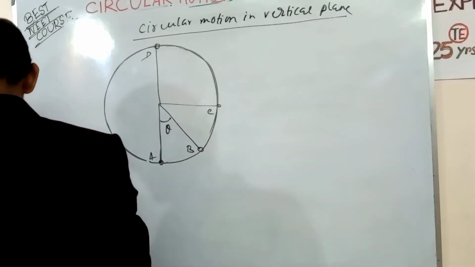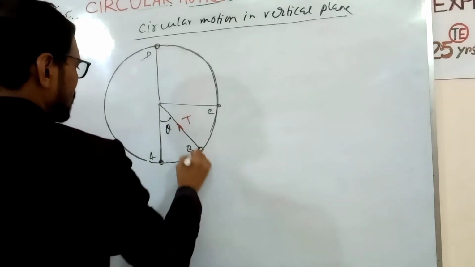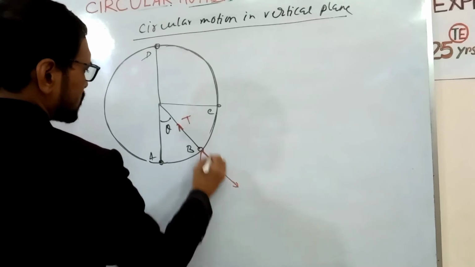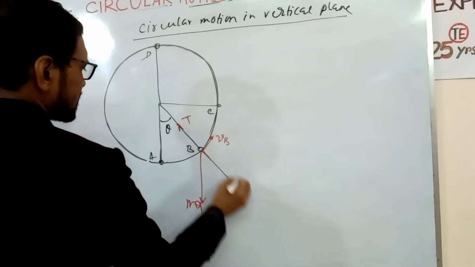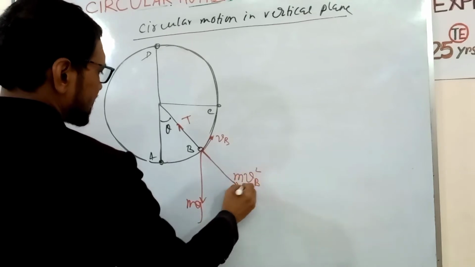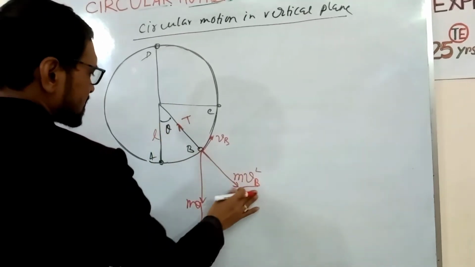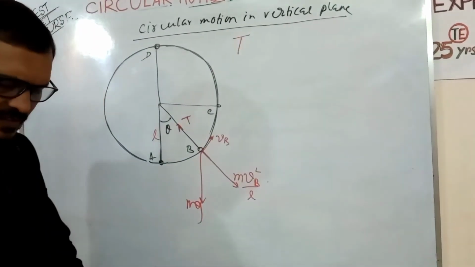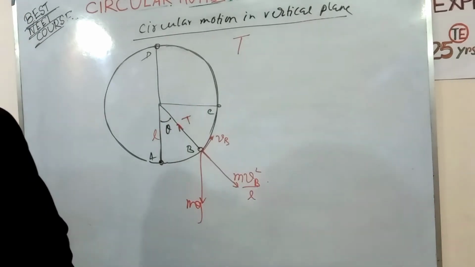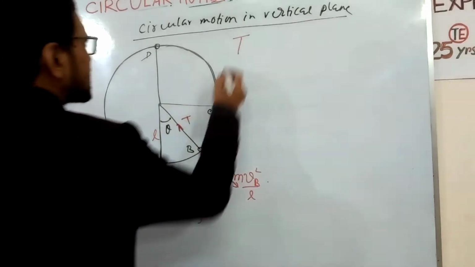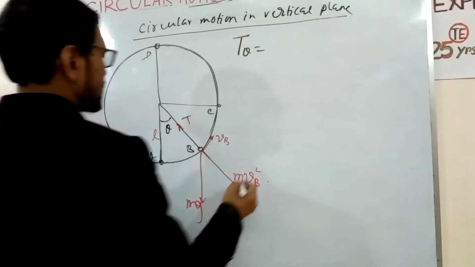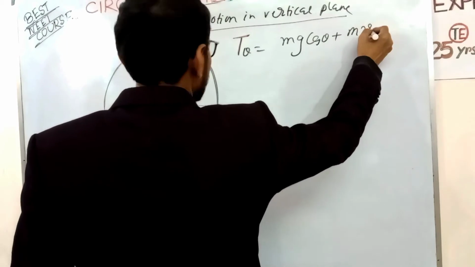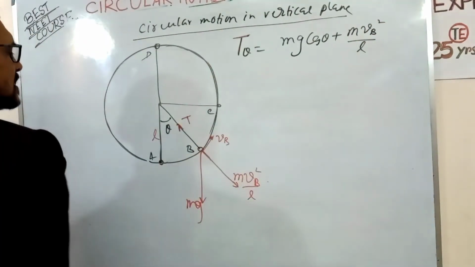Tension acts in this direction, weight acts in this direction, and if the velocity here is vb, then centrifugal force m vb square by l acts in this direction. Here l is the length of the string. Now what is the tension at theta? Tension at theta equal to m g cos theta plus m vb square by l. This is the tension at theta or tension at b.